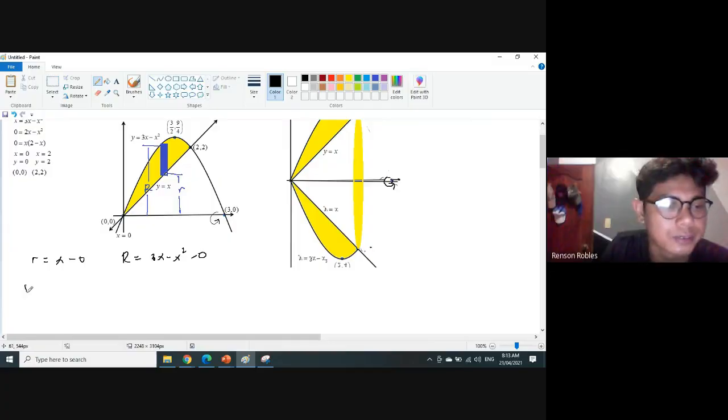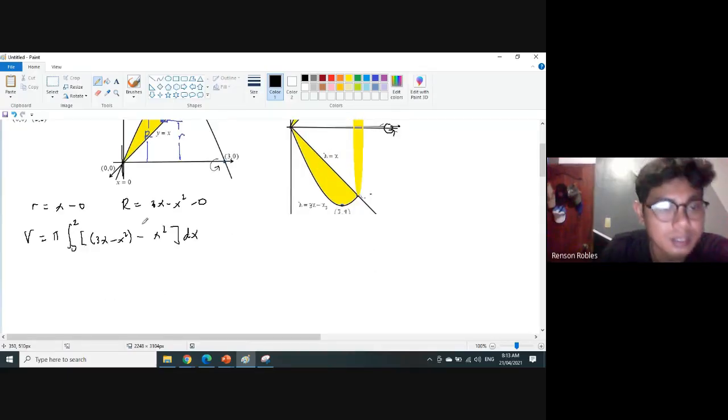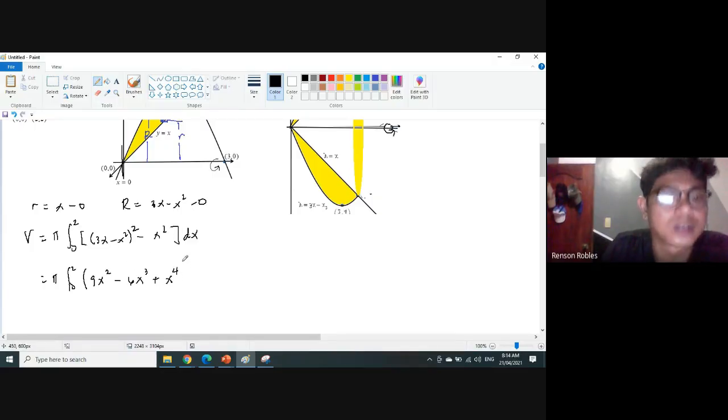Okay. And then you can solve your volume. It's pi, capital R squared minus small r squared, and then dx. Evaluated from the leftmost to the rightmost, 0 to 2. Sorry, this should be squared. So we have pi, 0 to 2, then 9x squared minus the product of this times 2, that is 6x cubed, plus the square of the second, x to the 4, right? And then minus x squared dx.